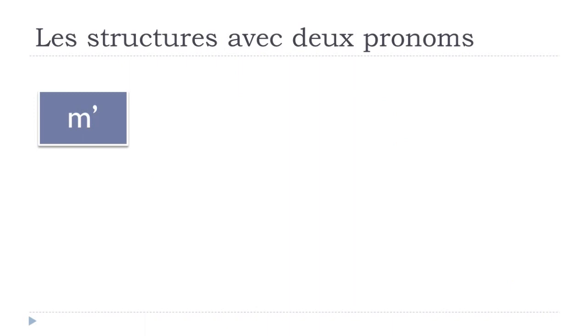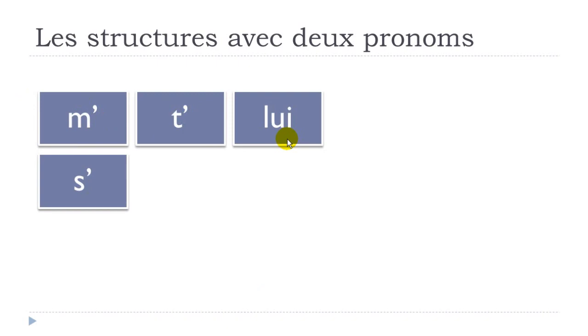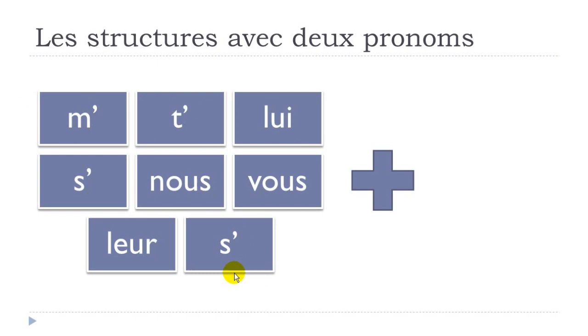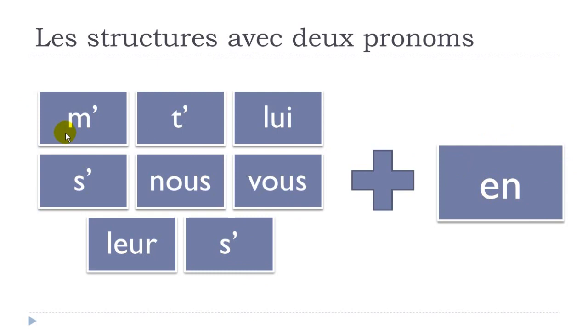So me, or m apostrophe, te, or t apostrophe, then lui, se, or s apostrophe, nous, vous, leur, and se, or s apostrophe, will be placed before en. Okay, so that's the rule. En will come after me or m', te or t', lui, se or s', nous, vous, leur, or se or s'. Okay, so that's the way it will go. So en is coming after.